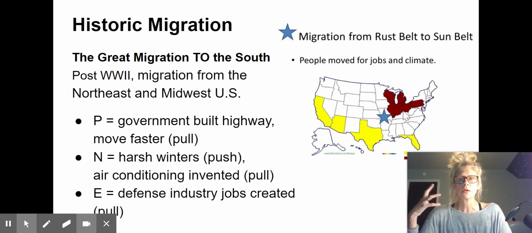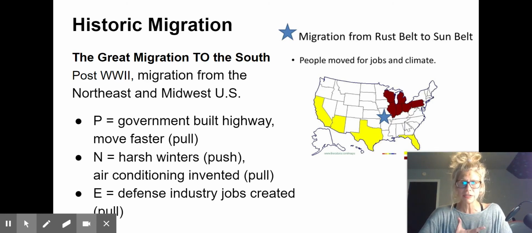So people were being pulled into the South because there was a lot of new job development down there with the defense industry. Another really interesting thing that was starting to happen during this time period was air conditioning was invented. And so people thought, if I can have climate control in my house, I think I can handle living in the South. So people wanted to leave those harsh winters up in the Rust Belt in those northern cities and go down into the Sun Belt.